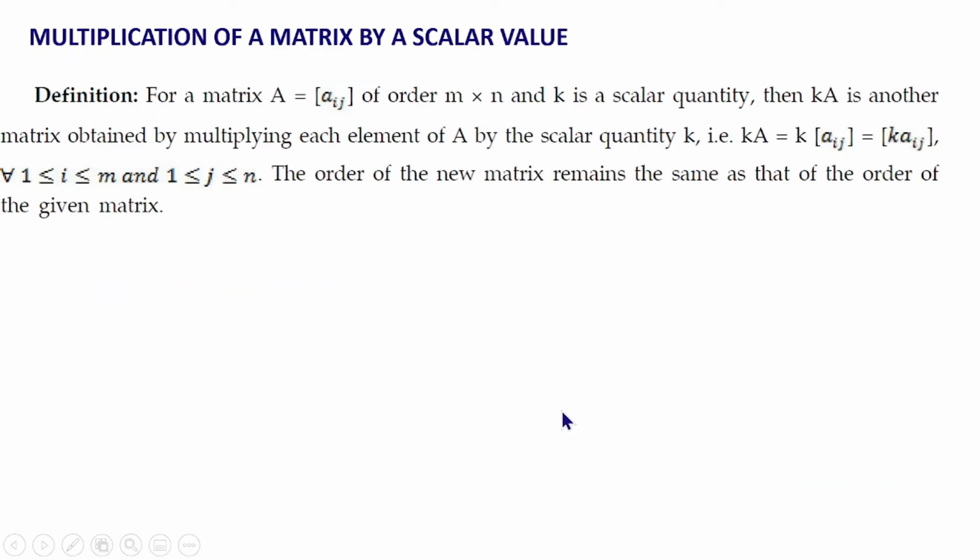First we will see what is multiplication of a matrix by a scalar value. For a matrix A equal to Aij of order m by n, where k is a scalar quantity, we can get kA as another matrix which is obtained by multiplying each element of matrix A by the scalar quantity k. So the matrix kA is equal to k into matrix Aij, or it is equal to matrix kAij for all 1 less than or equal to i less than or equal to m and 1 less than or equal to j less than or equal to n. The order of the new matrix remains the same.